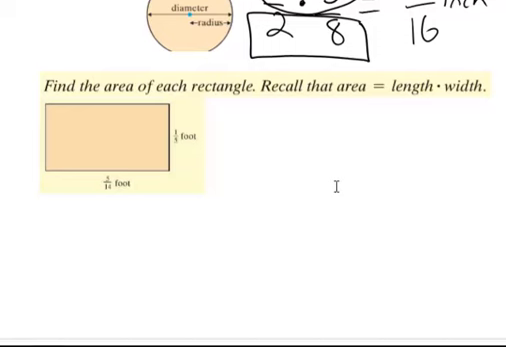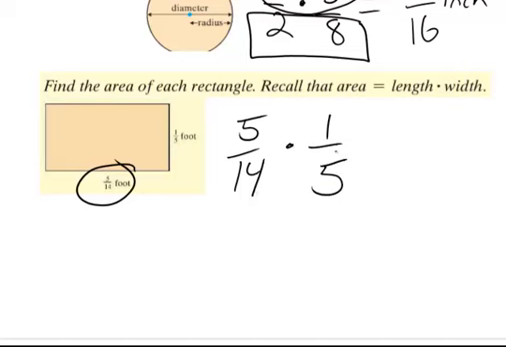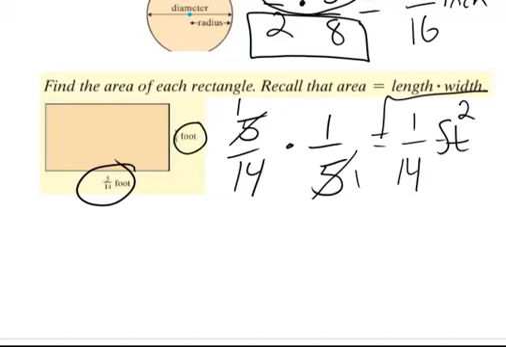And so the last problem that I have here in 2.4 says, find the area of each rectangle. Recall that the area is equal to the length times the width. So again, I'm going to multiply. So here's my length. So that's 5 over 14 times 1 over 5. I'm going to go ahead and reduce. 5 goes into 5 once. 5 goes into 5 once. This is going to leave me with 1 over 14ths. Now, because my unit here is feet, this is going to be feet squared. Anytime we're dealing with area, my units are always squared.